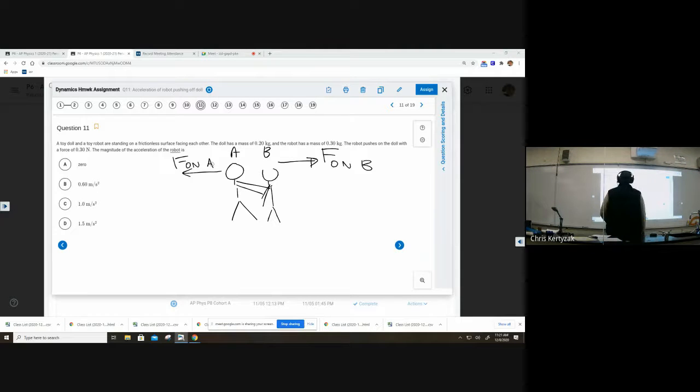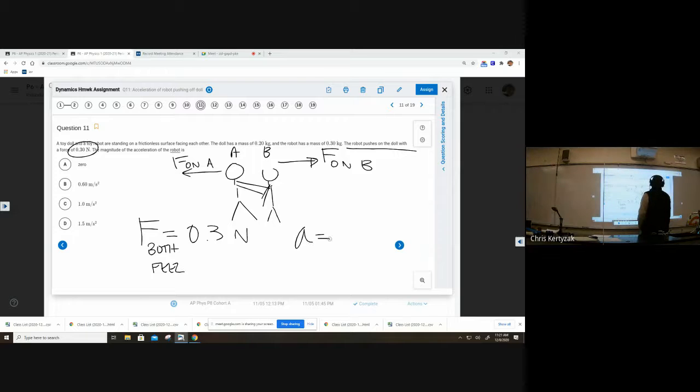It's an important piece of information because they say the robot pushes on the doll with 0.3 newtons of force. And then they don't say, what is the acceleration of the doll? They're like, oh, they're trying to confuse me. The robot pushed on the doll with a force of 0.3 newtons. Now they're switching it. What is the acceleration of the robot? So we need to know that the force for both of them is 0.3 newtons. This is the force they both feel.